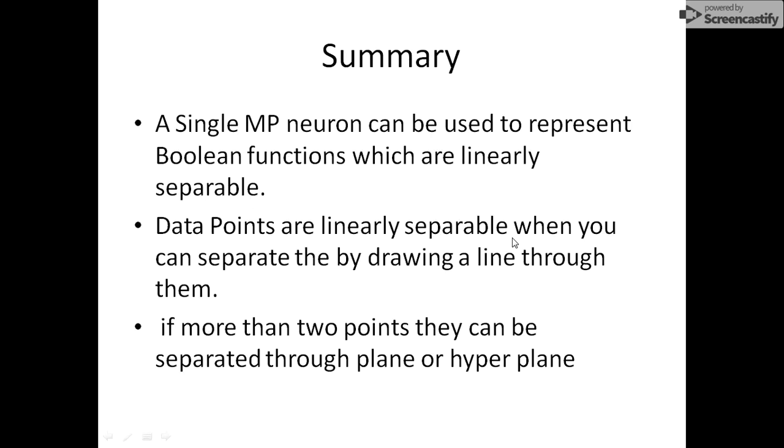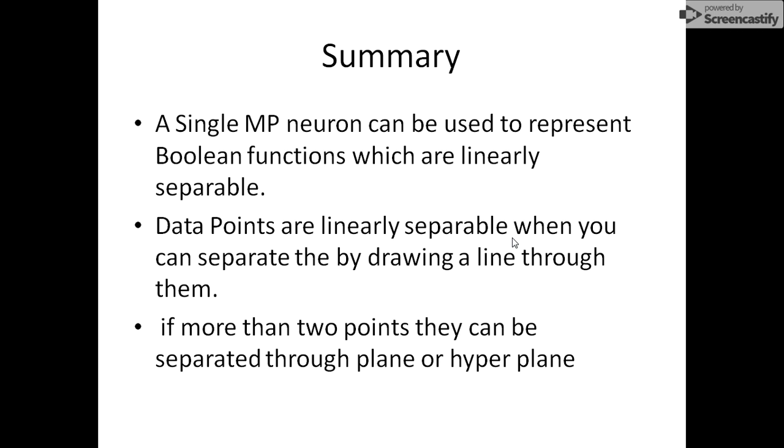So in summary, we can say a single MP neuron can be used to represent Boolean functions which are linearly separable. Linearly separable means there is a line that separates the points into two parts, positive and negative and so on. If we have more than 2 inputs, in that case we will separate through a plane, or with more dimensions we will have a hyperplane.